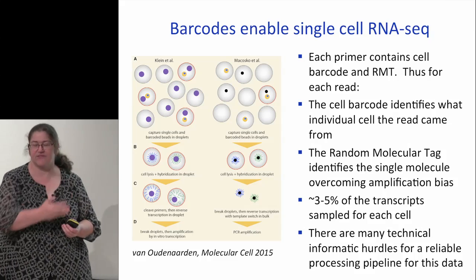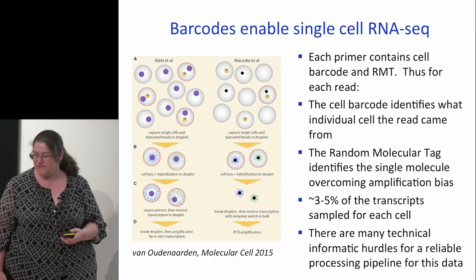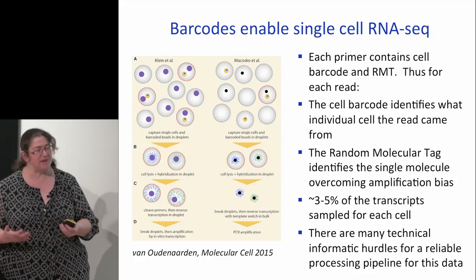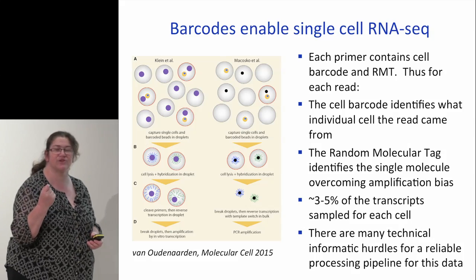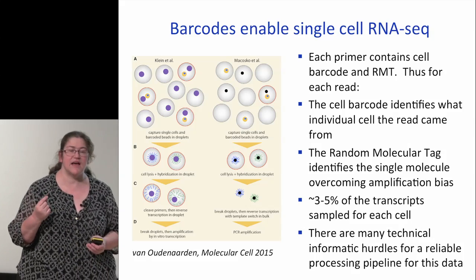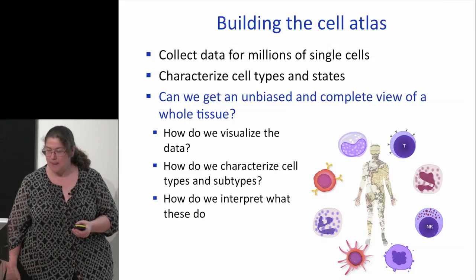Of course, these are very complex molecular protocols. So again, you can't take the data at face value. And we've developed a pipeline to analyze this data. Another important thing, you're not getting the entire transcriptome, you're sampling it. RNA-seq is sampling, and in this case, you're getting about 3 to 5% of the transcripts in each cell.